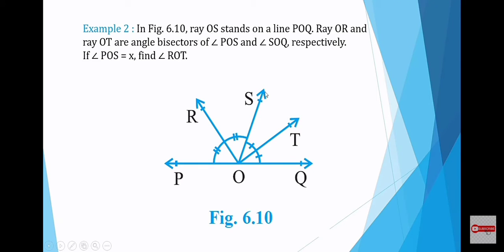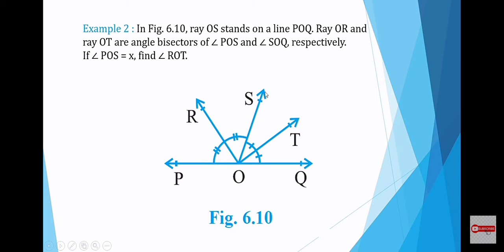Consider another example. In figure 6.10, ray OS stands on a line POQ. Ray OR and ray OT are angle bisectors of angle POS and angle SOQ respectively. If angle POS is equal to X, find angle ROT.